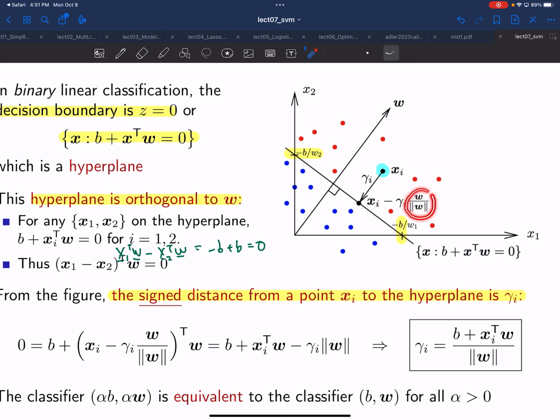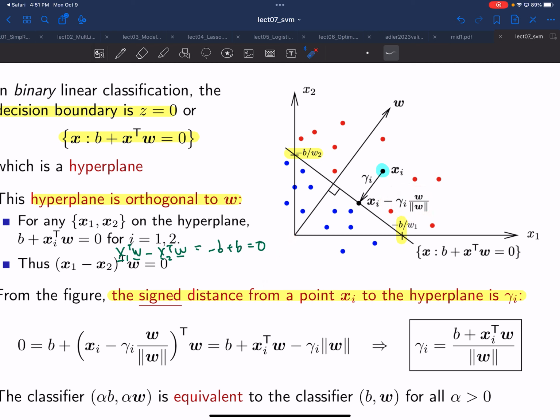This, you can see, is a vector, w divided by its norm. This is a vector in the direction of w, but I've scaled it so that it's a unit norm vector, a unit length vector. So now gamma times that, or actually negative gamma times that, is pointing in this direction, and it has a norm of gamma i.